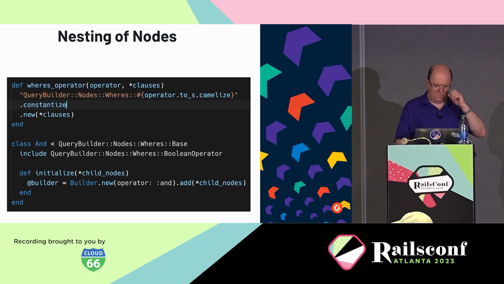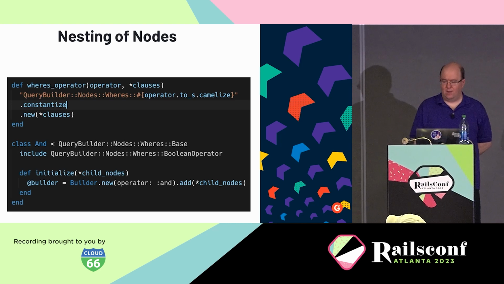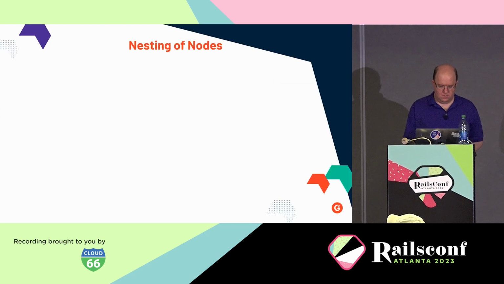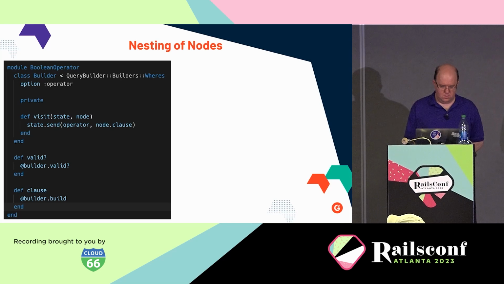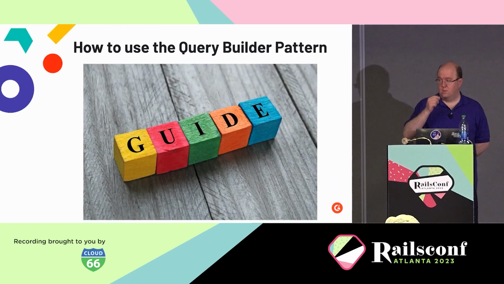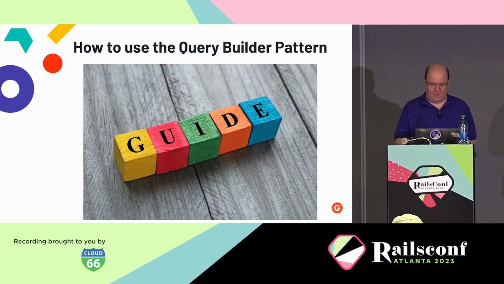All right, let's summarize. With the nesting of nodes, we're delegating to its own builder. One of the nice nested nodes we constructed was a where's operator that can take child nodes inside of an and or an or clause. Our nested nodes will delegate their valid and clause methods to the builder. Finally, I'm going to sum up how you would use our query builder pattern. We just have 4 principles of best practice here.